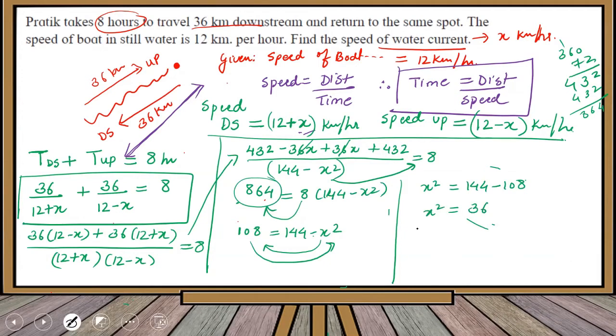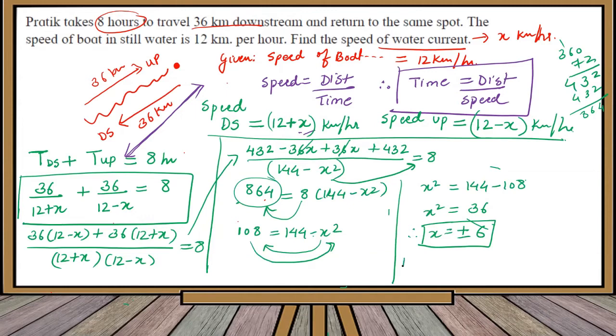So now, taking the square root, we know x is equal to plus or minus 6, right? But what is x? x is speed, and can speed be negative? No, it cannot be negative. So that's why we will discard x equal to minus 6 and take only x equal to 6. You must always give a reason why you are discarding the negative value.